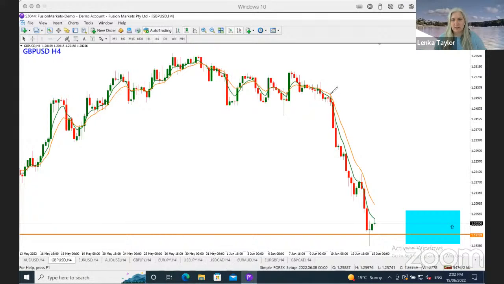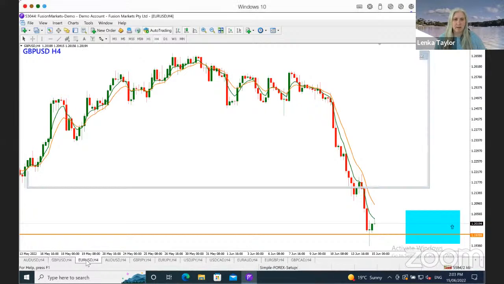Otherwise, if there is any price action that breaks through this area and looks strong on the other side of that, we would be looking for long. So let's see what happens with this. We need patience now to wait for the setup.